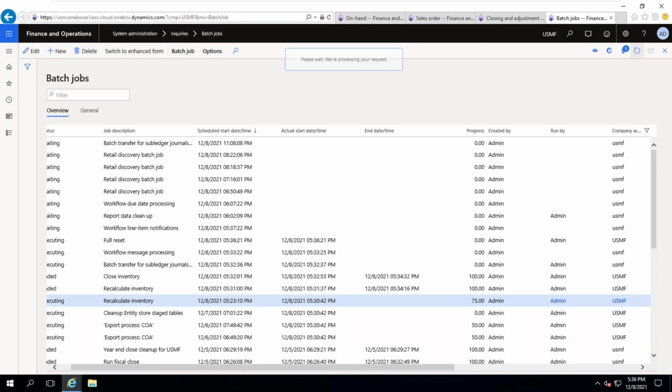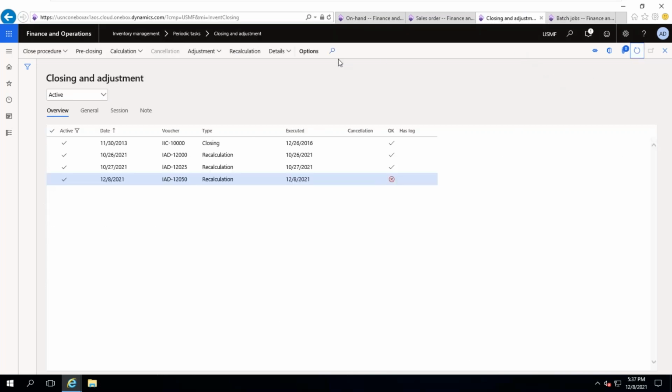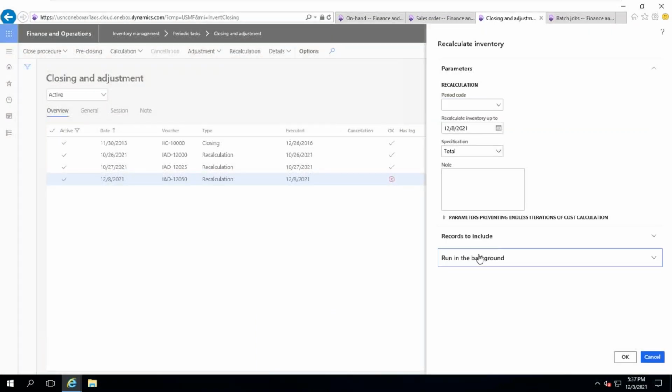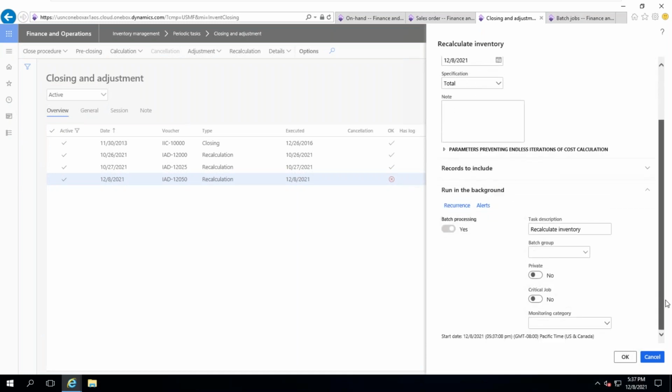So this inventory closing, usually it will be executed offline from business hours, meaning during the night, 8 o'clock, 9 o'clock, they will execute. Whenever you are running this, you can click on recalculation, and then you have the option to run it in the background, and this recurrence, it is a batch job.